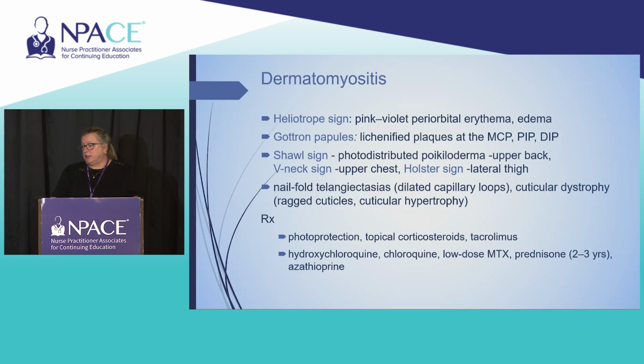So the signs that we just looked at in those three photographs have names. Everything in derm has to have a name. Heliotrope sign is the pink-purple eruption at the eyelids. And again, the eyes themselves are not injected. It's just a skin manifestation. Gottron's papules are the lichenified plaques at the metacarpal, DIP, and PIP joints. And the shawl sign is that photodistributed poikiloderma that we saw at the upper back.